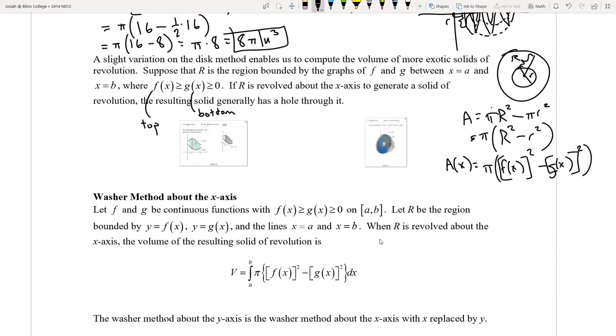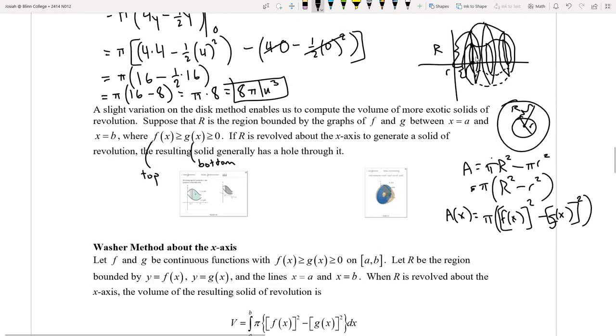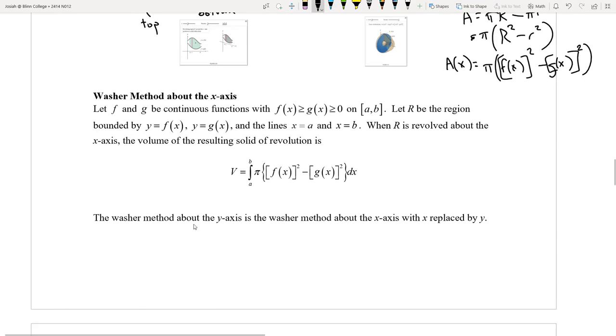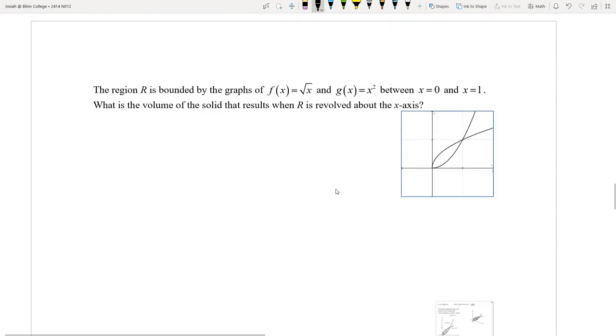So that's going to be our washer method, how we find the volume of a solid that's got this kind of hole running through it. We could, again, do the same thing with y if we replace all the x's with y's. So let's go ahead and take a look at something like this.